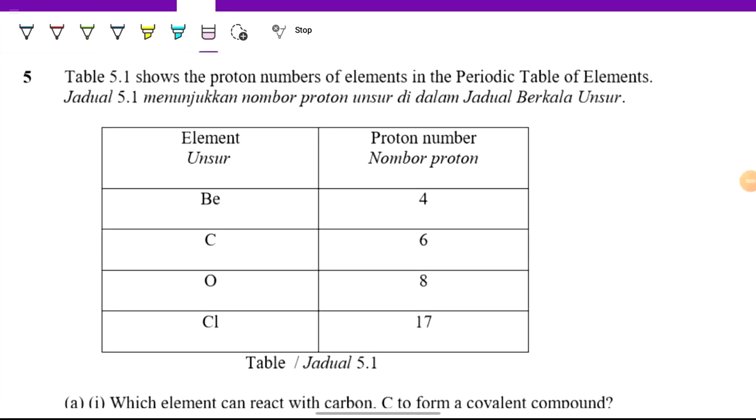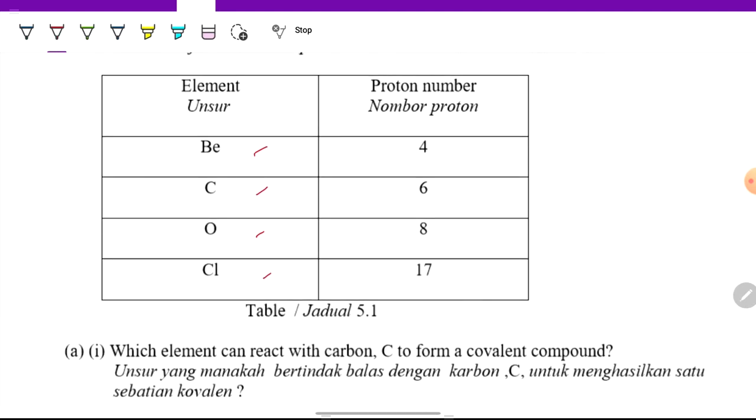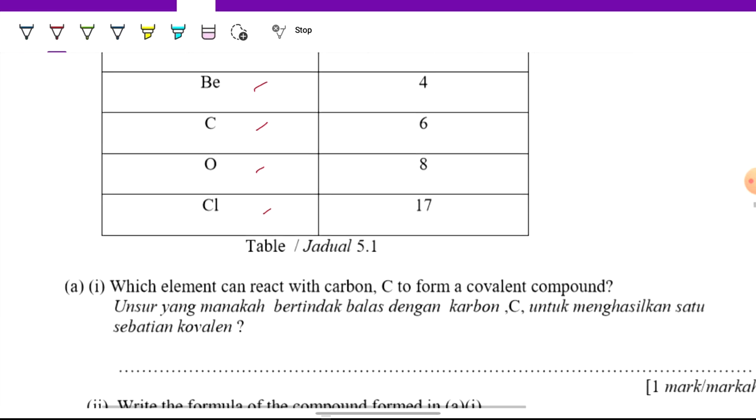Okay, the table shows the proton numbers for the elements in the periodic table: beryllium, carbon, oxygen, and chlorine. The proton number is given. So which elements can react with carbon to form a covalent compound? Remember, covalent compounds must be formed from non-metals, reacting by sharing of electrons. So here we can see carbon is a non-metal, and we have two others, oxygen or chlorine. So you can mention oxygen or chlorine.